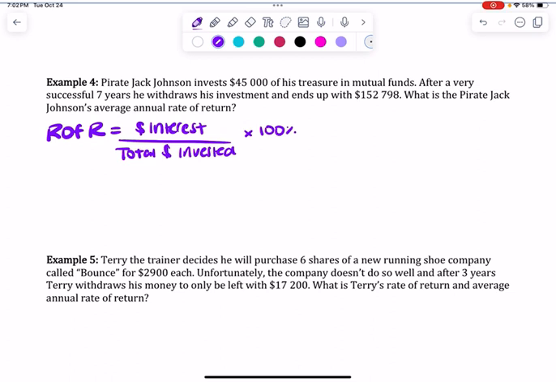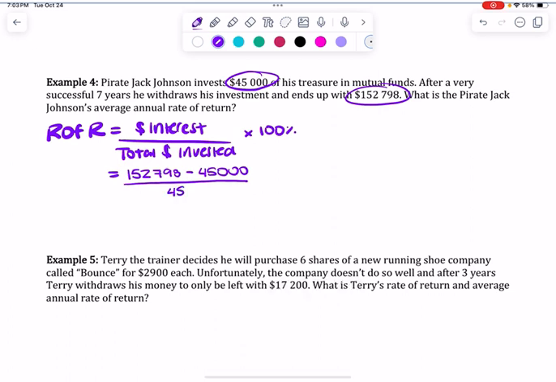Now, I'm not told the amount of interest that Pirate Jack Johnson has earned, but I'm told his end amount and his starting amount, right? So I can just simply subtract those two values to get that dollar amount worth of interest. So I'm going to do that all in one step here in my numerator. So I have the $152,798 minus that $45,000. That will give me my interest. My denominator is just the amount he's invested, and that's just told to me straight up in the question. So this question is quite the generous question.